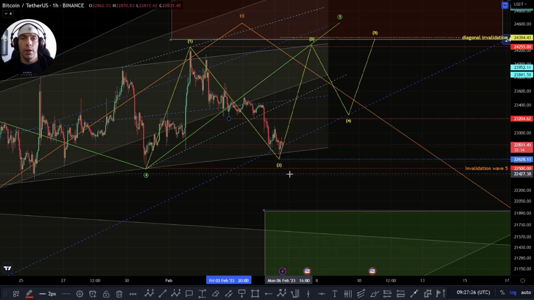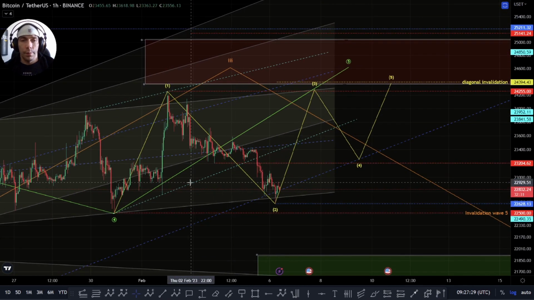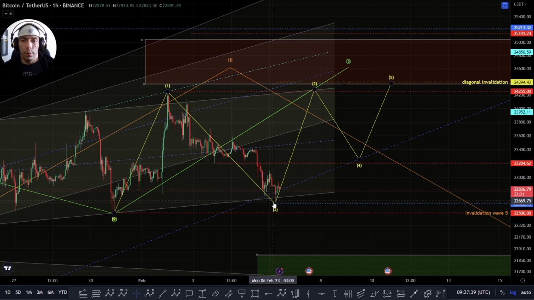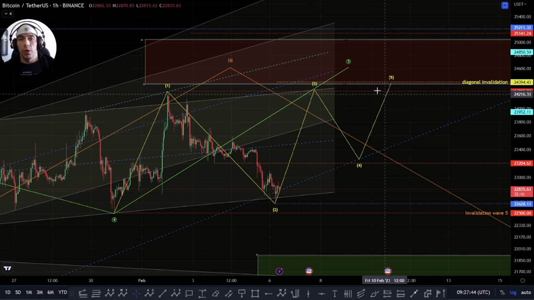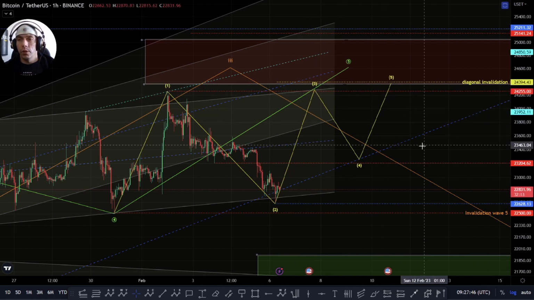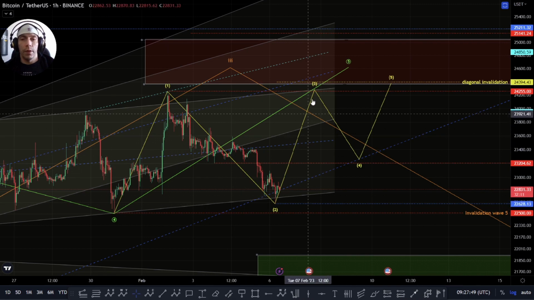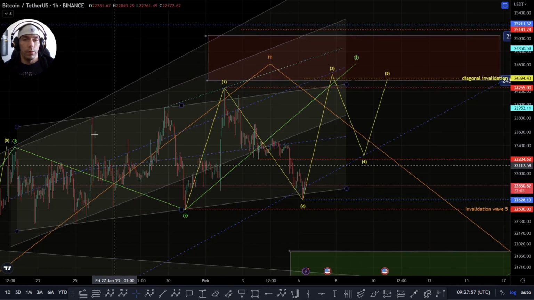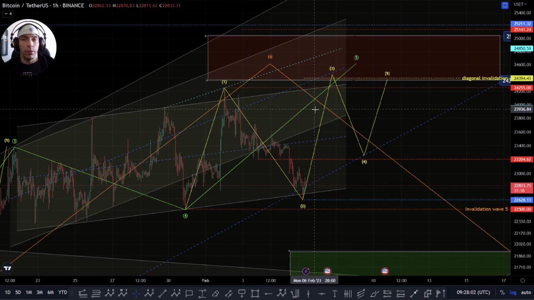Okay, so the only way that it can still be is if this is a diagonal. And effectively, what we'd have to look at here is the potential that we could see something like this play out, where we have this as a 1, we form this as a wave 2, we come back up here as a wave 3, but the third wave couldn't move past this 24,394. If we do move up above that, effectively that would invalidate this structure, and it would be more likely that we're just having another corrective leg up here. So we just got to be careful.